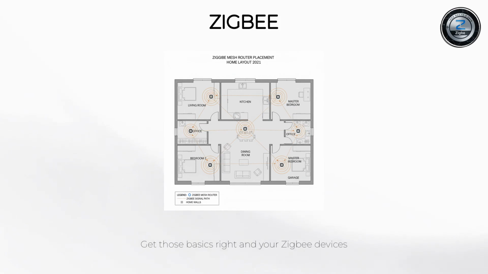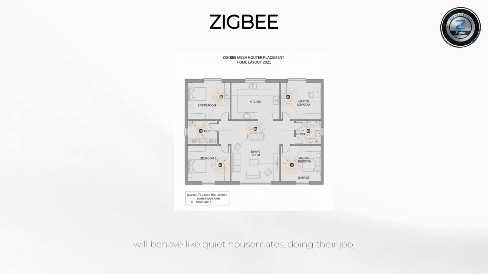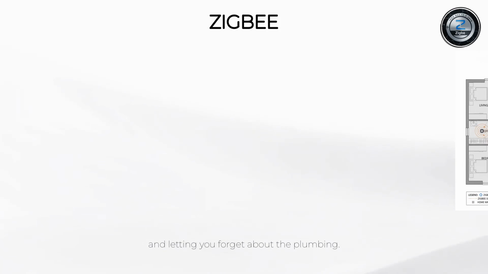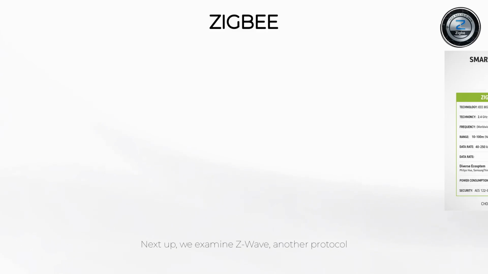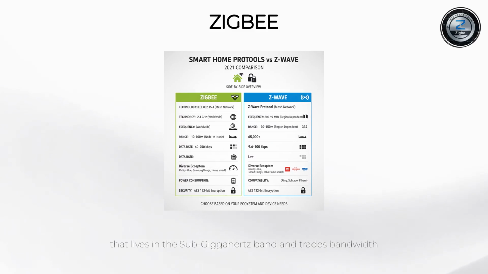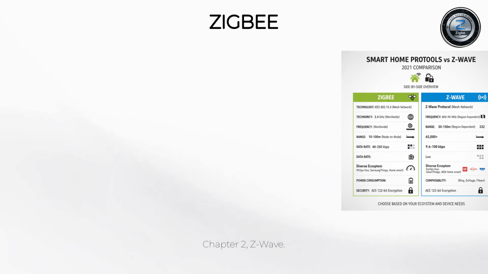Get those basics right and your Zigbee devices will behave like quiet housemates, doing their job and letting you forget about the plumbing. Next up, we examine Z-Wave, another protocol that lives in the sub-gigahertz band and trades bandwidth for range and regional quirks. Chapter 2.